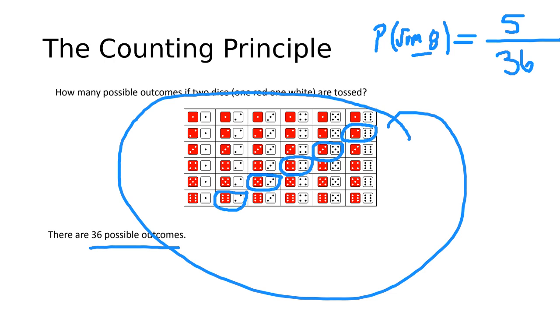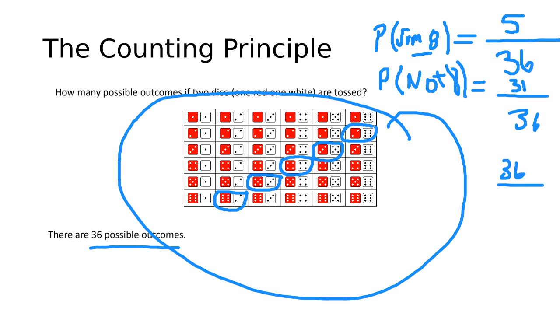Now, what's the probability that the sum is not 8? Not 8. So you're still going to have 36 possible outcomes. And the ones that are not 8 are going to be what? 31. Okay, so if you notice, if you were to add 31 plus 5, you would have 36 over 36, which is 100%. This right here, we call it the complement of this one.